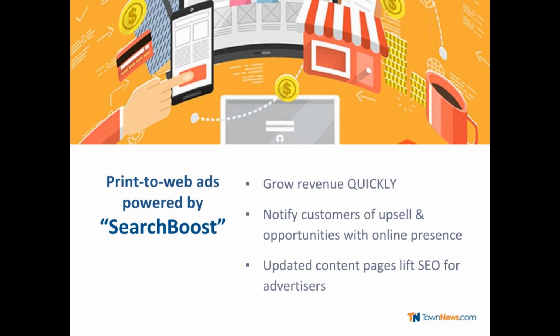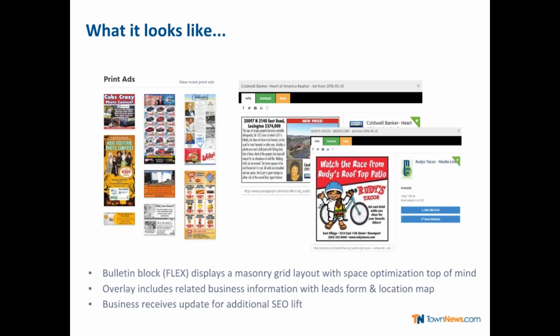So how it looks is very similar to this. Here we have an example of a bulletin block on the left-hand rail. This displays in a masonry grid layout, meaning however many ads are displayed in there, they'll all appear underneath each other, and space optimization is top of mind on this, so they'll all appear right next to each other, and they won't be too jumbled. They won't look like they're going to fall off the page. You won't have a lot of blank space.